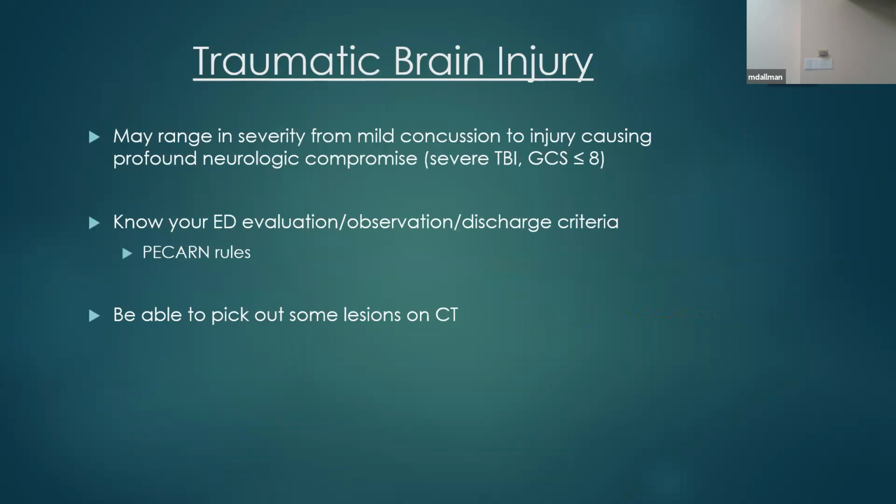TBIs can range in severity from mild concussion to severe, which is GCS less than 8. I'm not going to get into them, but a right area for questions is the key turn rules. When is it okay to discharge a kid? What kind of instructions do you give a family for mild TBI, and when to admit.